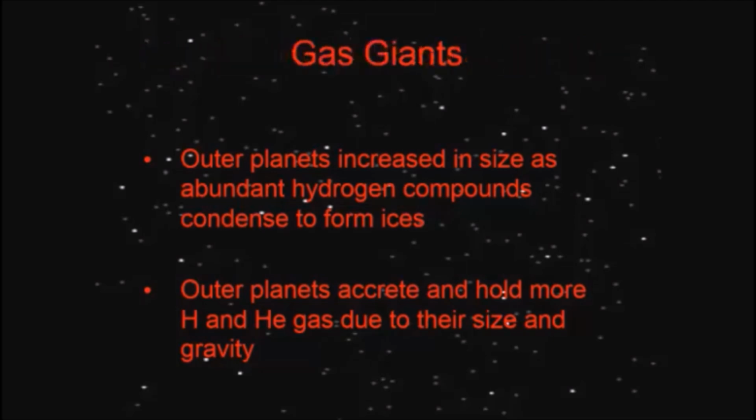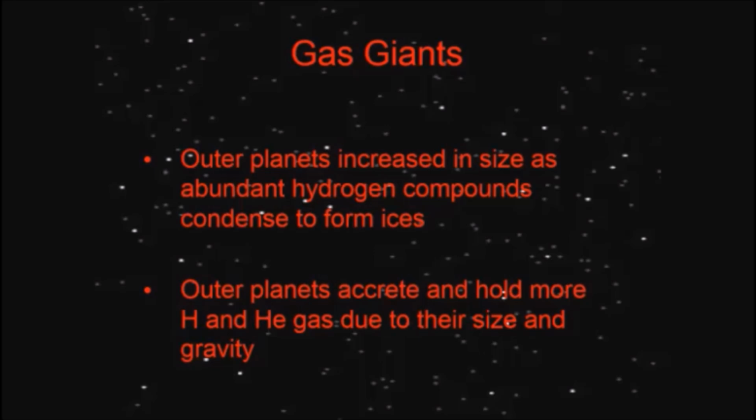So the gas giants were the outer planets, and these increased in size as they picked up hydrogen compounds, and those hydrogen compounds condensed to give you ices. The outer planets basically accreted and held on to more hydrogen and helium because they were huge. Hydrogen and helium are very light, very tenuous materials, and you need a lot of gravity to hold onto them.